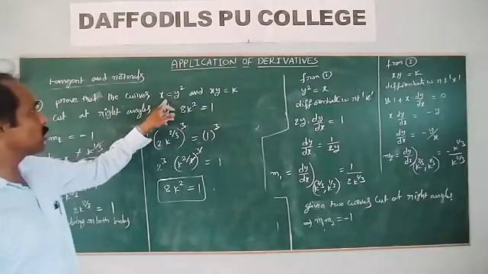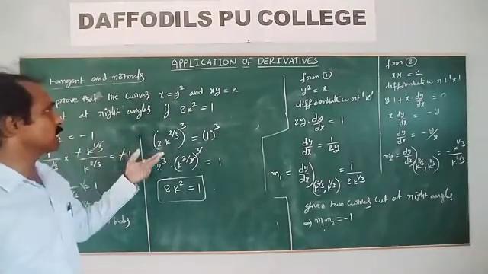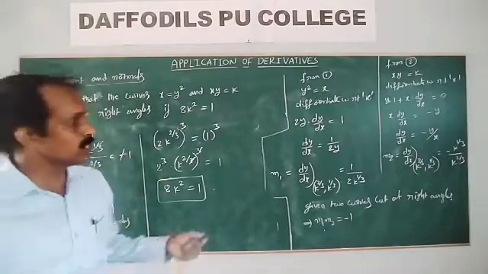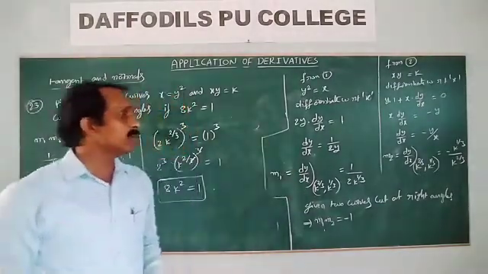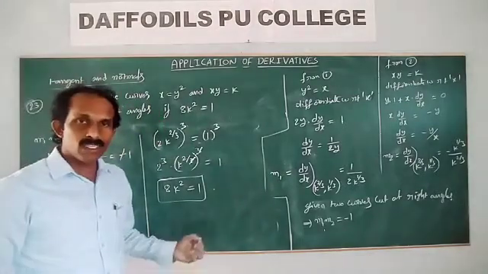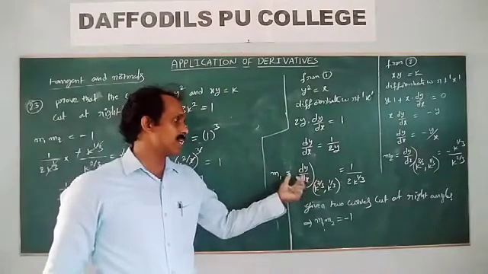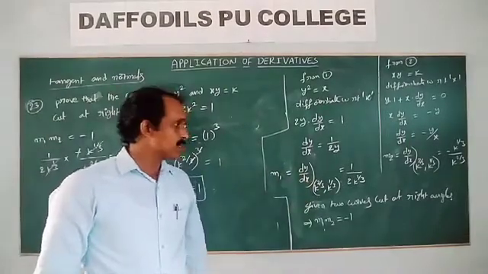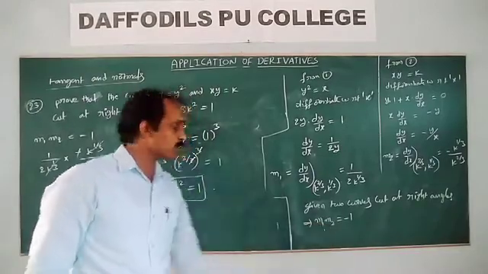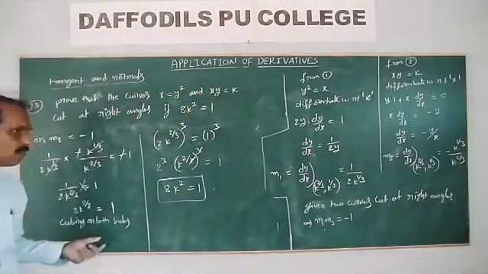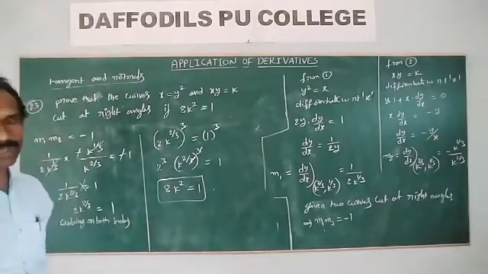Prove that the curves x is equal to y square and xy is equal to k cut at right angles. Cut at right angles means the angle between the two curves is 90 degrees, that is, the angle between the two tangents of the curves is a right angle. That is, the product of the slopes m1 and m2 is equal to minus 1. First find the slopes, next apply the condition and get the answer: 8k square is equal to 1.